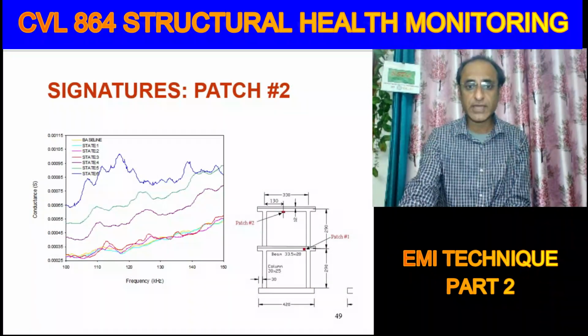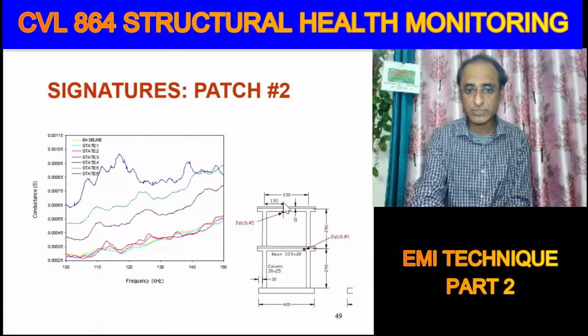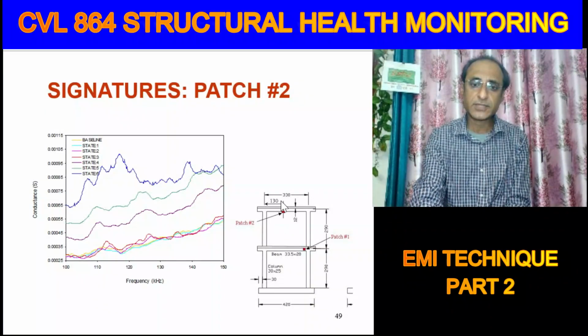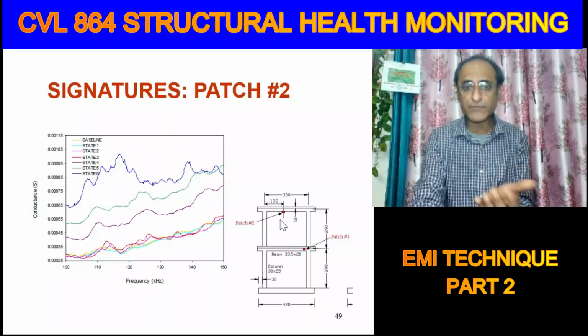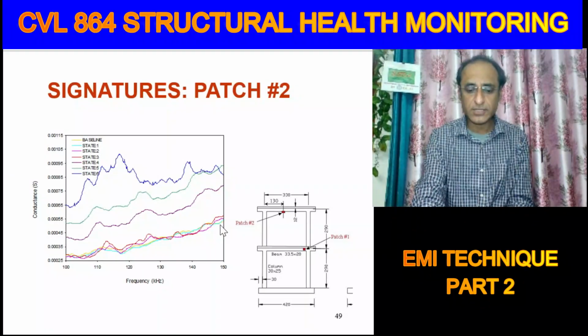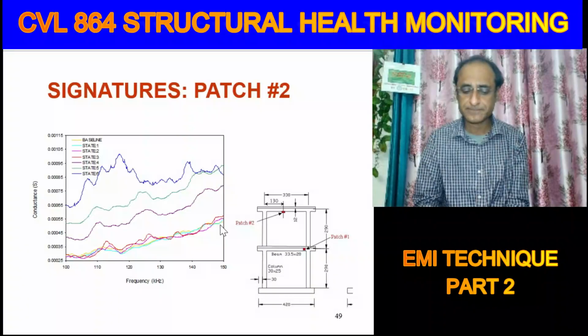And now I will show you how the data varies. So first I am showing you the signatures of patch number 2. Patch number 2 is here at the second floor, bottom soffit of the second floor beam. So what you observe here, that initially the signatures, they are undergoing change.